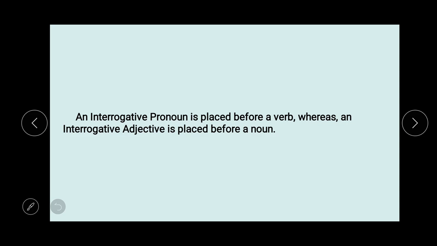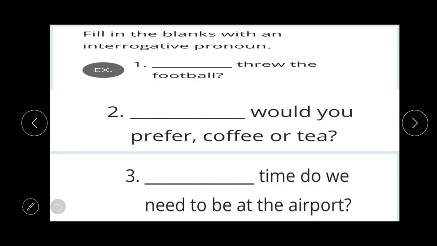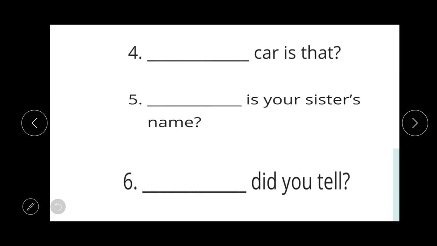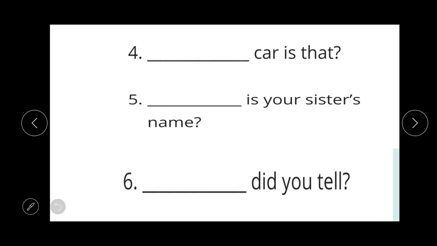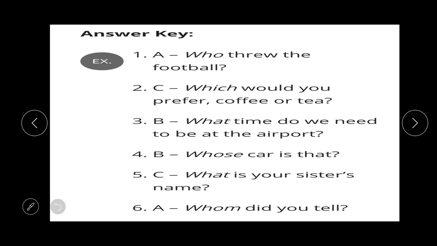And now, students, for your better understanding, here I have included one exercise on interrogative pronoun. You can see 6 sentences are given with some dashes, and you have to fill in the correct interrogative pronoun in order to complete these sentences. Here you see the answers I have listed for your understanding. Please note down the answers in your classwork copy, mentioning today's date and topic.